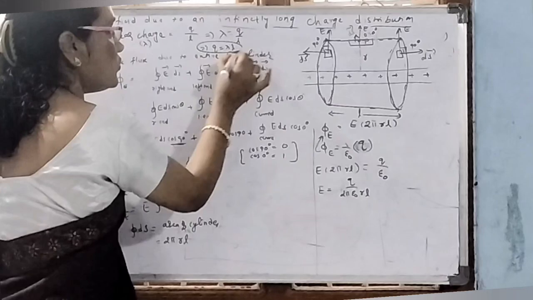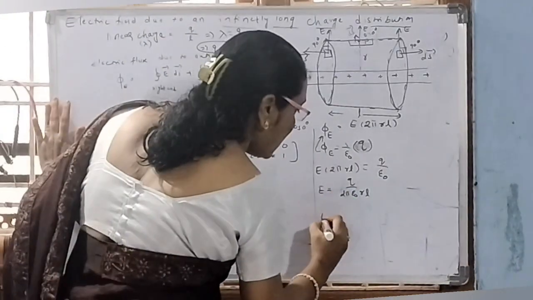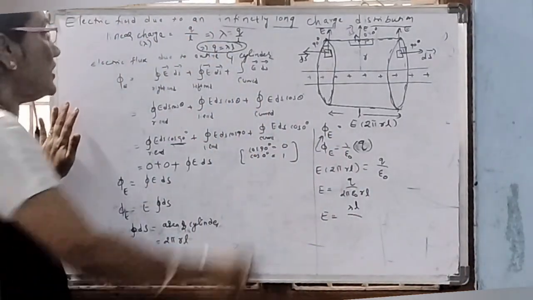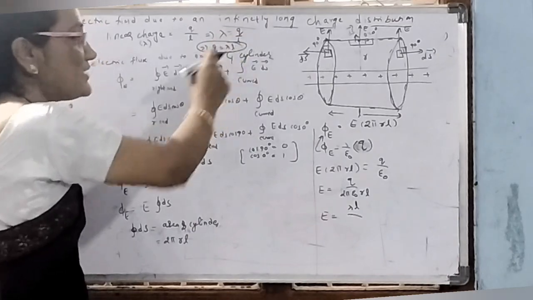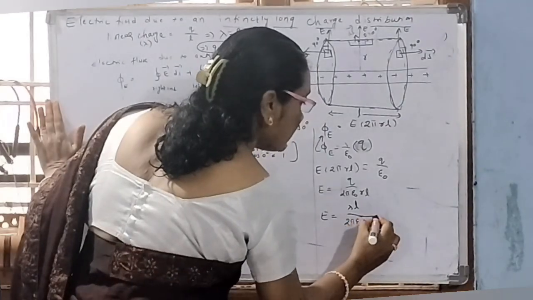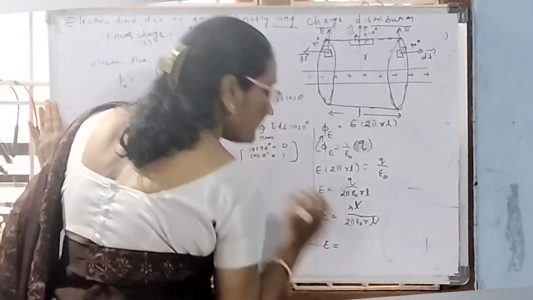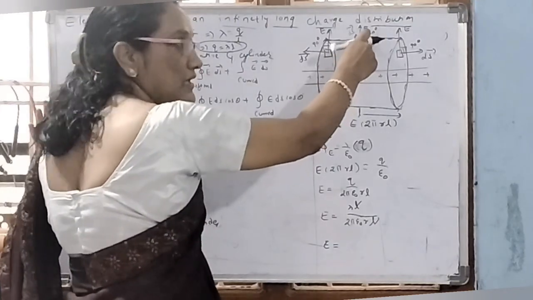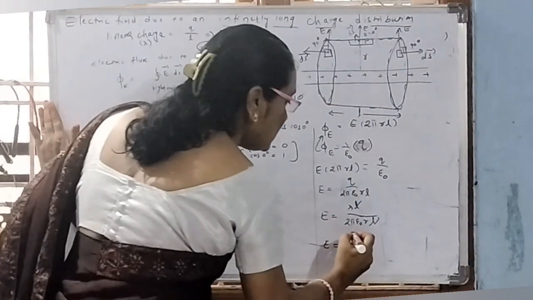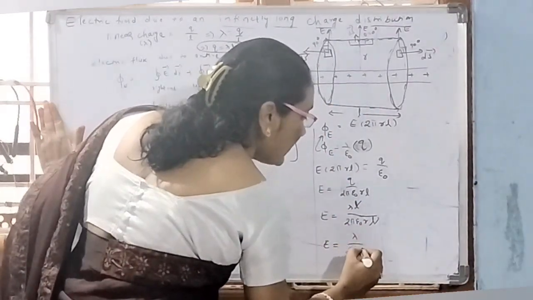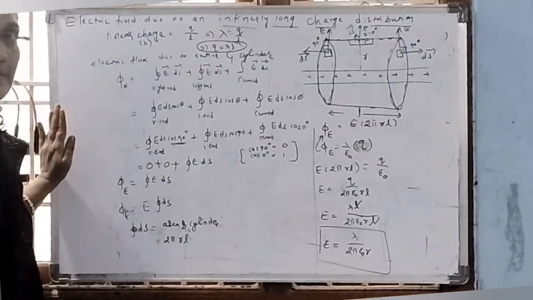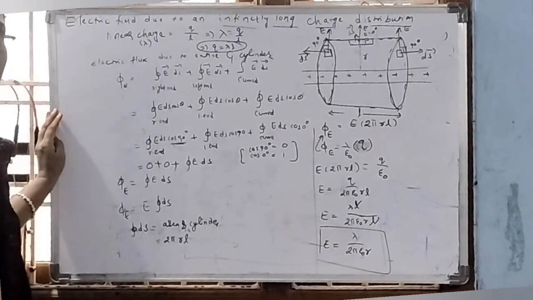Now, what is Q? Q is nothing but lambda L, where lambda is the linear charge density, equal to Q by L. So Q equals lambda into L. So E equals lambda L by 2 pi epsilon naught RL. L and L cancel out. So the electric field intensity at point P, which is at a distance R from the line charge of infinite length, is lambda by 2 pi epsilon naught R. If you want to write the notes, pause it and note this down.